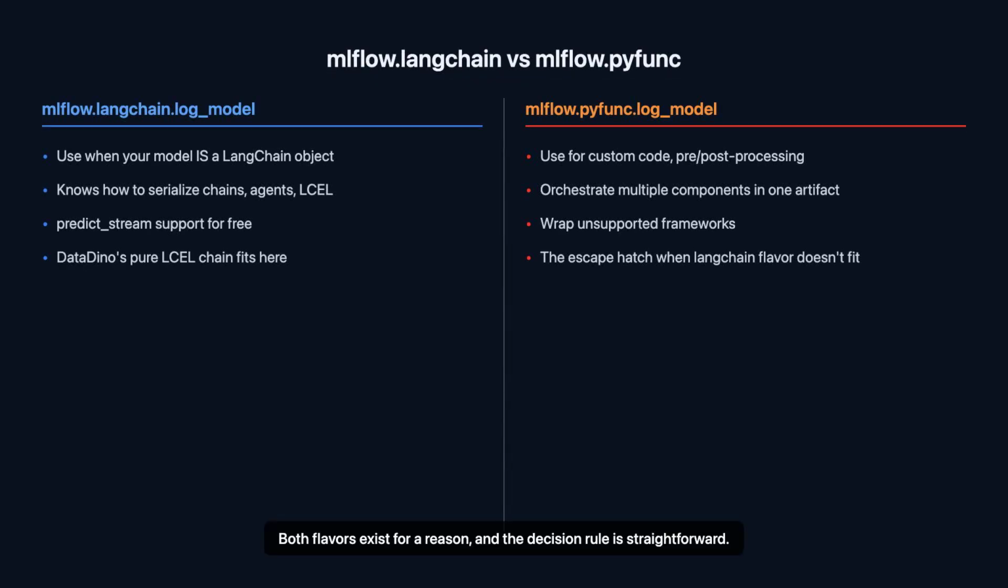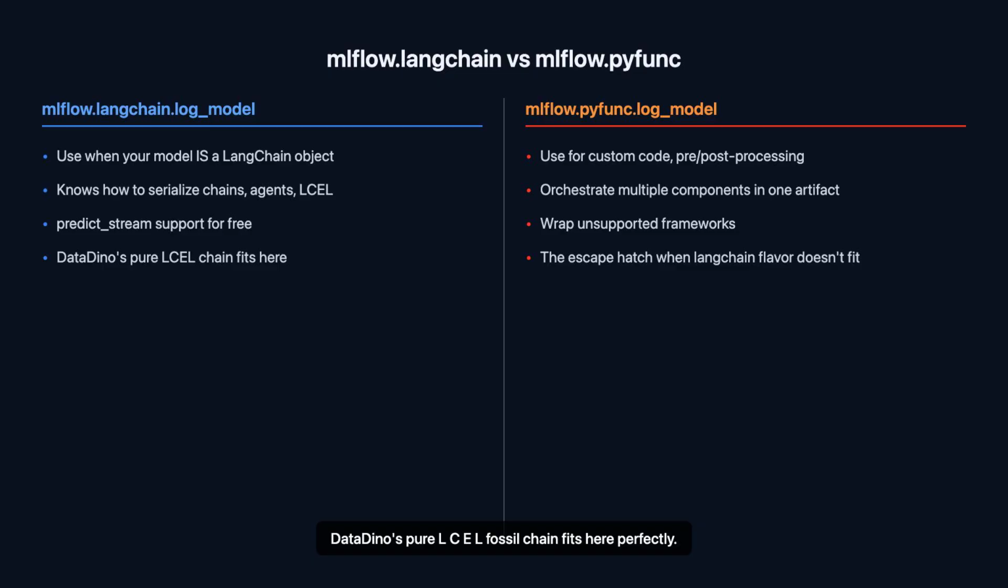Both flavors exist for a reason, and the decision rule is straightforward. Use mlflow.langchain.log_model when your model is itself a LangChain object, a chain, an agent, an LCEL pipeline. The LangChain flavor knows how to serialize those constructs and gives you predict_stream for free. DataDino's pure LCEL fossil chain fits here perfectly.